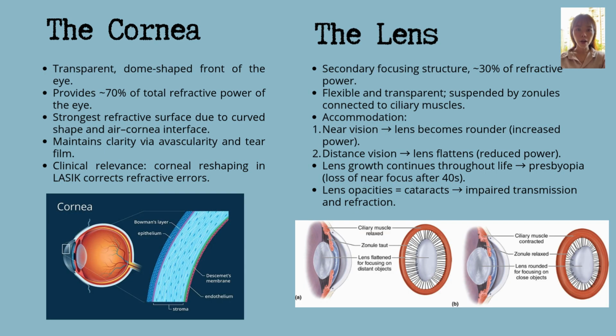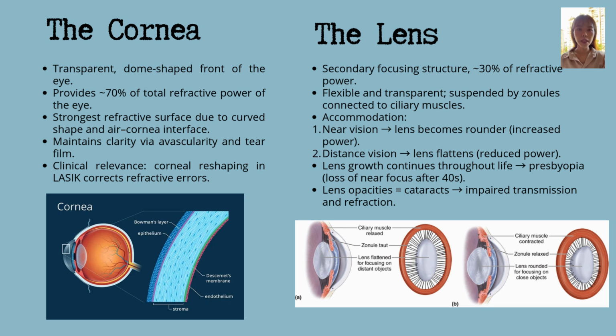The cornea is like the front window of the eye. Its curved surface bends incoming light toward the retina. In fact, it accounts for about 70% of the eye's total refractive power. Because the cornea is transparent and avascular, it allows light to pass through with minimal scattering. A real-world example: in refractive surgery such as LASIK, surgeons reshape the cornea to change how it bends light, correcting myopia or hyperopia.